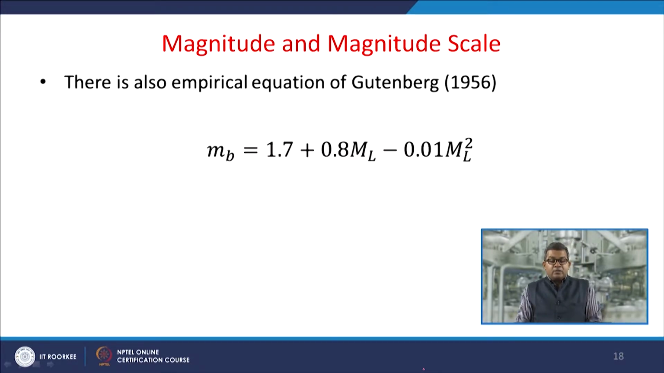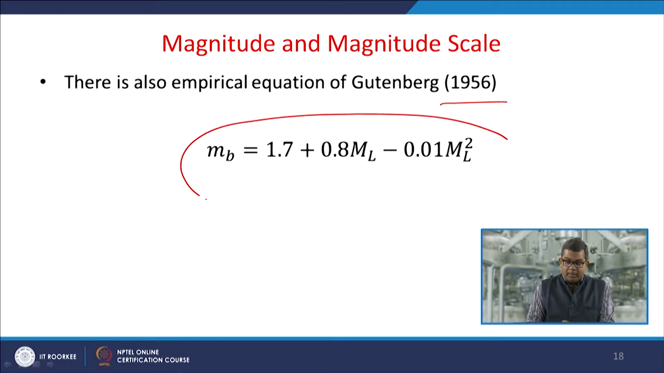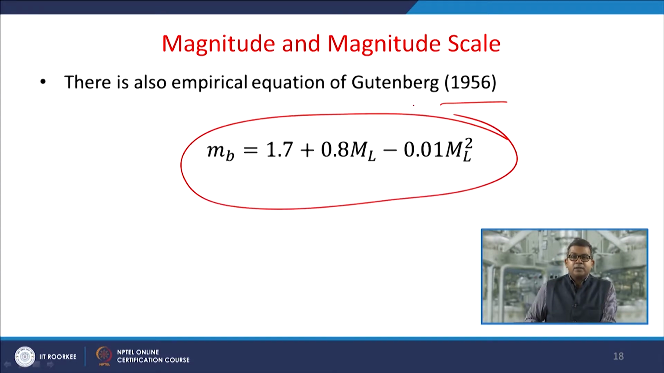Now, there is also an empirical equation prescribed by Gutenberg in 1956. This is mb equal to 1.7 plus 0.8 ml minus 0.1 ml square. Let us have a look at the energy aspect, because this earthquake is attributed to the energy aspect.